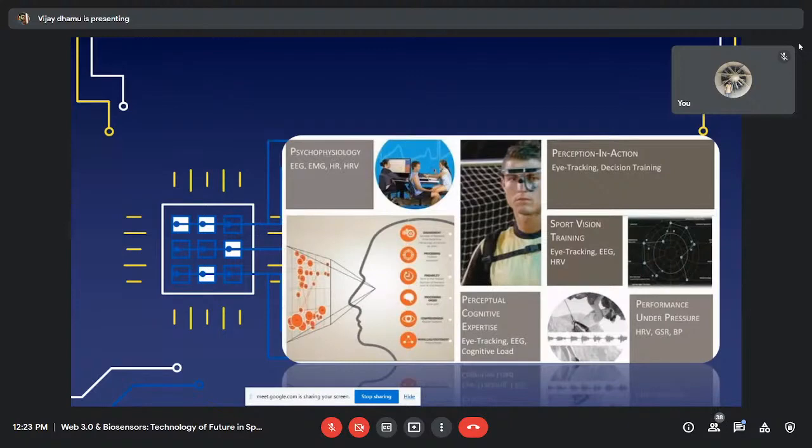And these biosensors coupled with Web 3.0 will open a lot of doors to help us understand the floodgate of performance tracking, performance analysis, sports science, everything. So we can analyze the player from somewhere else if we get the data from our own lab. That's the beauty of this.